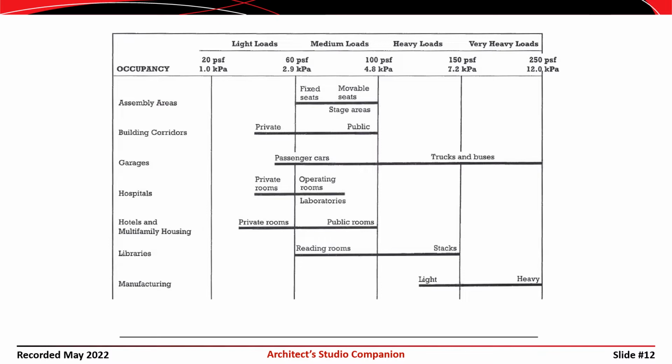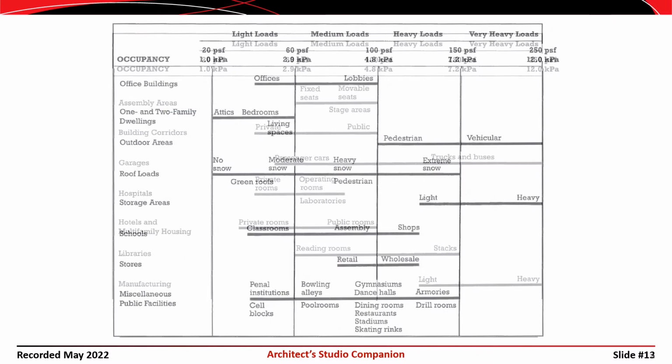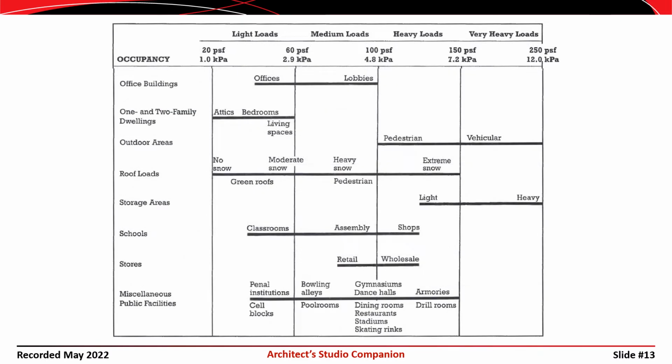So for an assembly area, you design for anywhere between 60 to 100 pounds per square foot. For a garage, the most heavy loading you would design for is about 250 pounds per square foot. Manufacturing facilities, somewhere between, say, 125 to 250 pounds per square foot. And then continuing that image on this slide, you can see office buildings are designed for anywhere from 50 to 100 pounds per square foot, and then storage areas up to about 250 pounds per square foot.